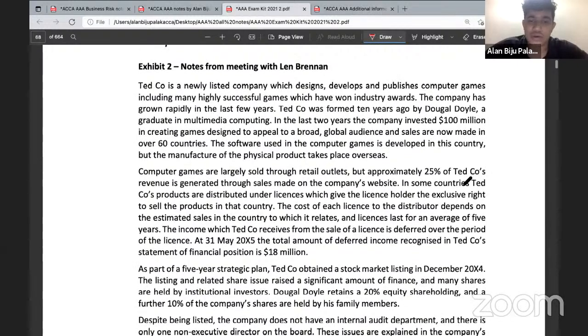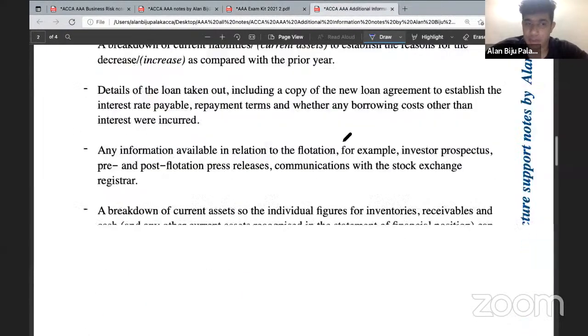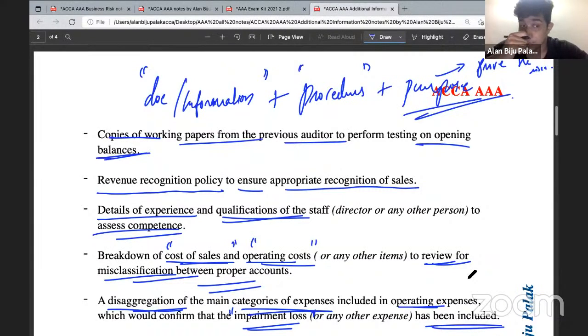So let it be any sort of mistakes in the financial statements, you will be able to ask for additional information corresponding to that by using this file. So please go through this file. This file is also available for downloading on the Eximus website. Okay. All right. So this is the third requirement.